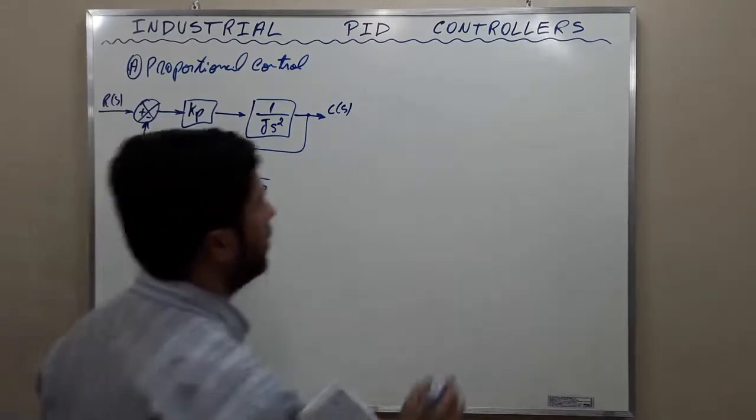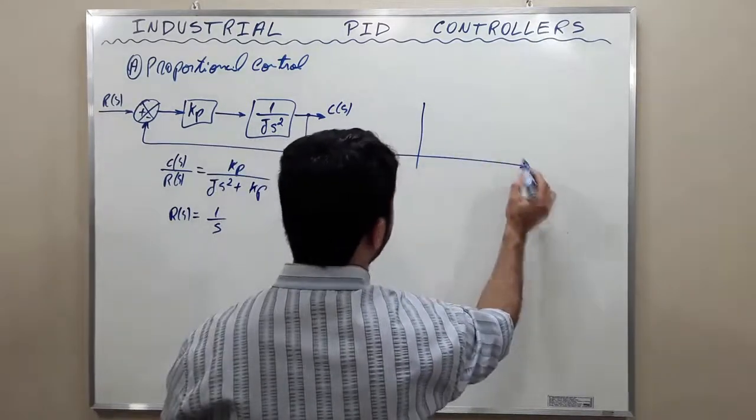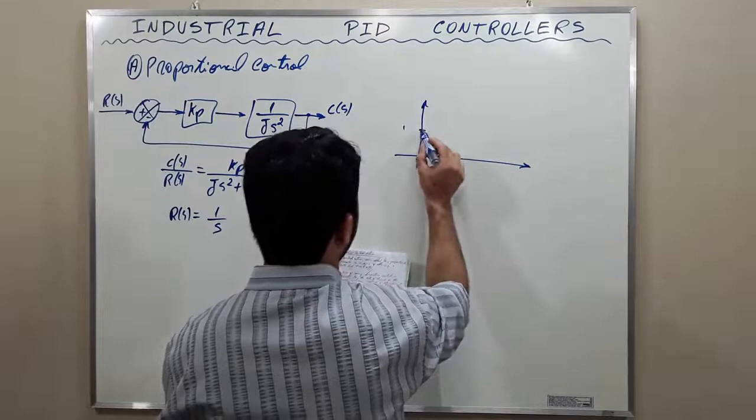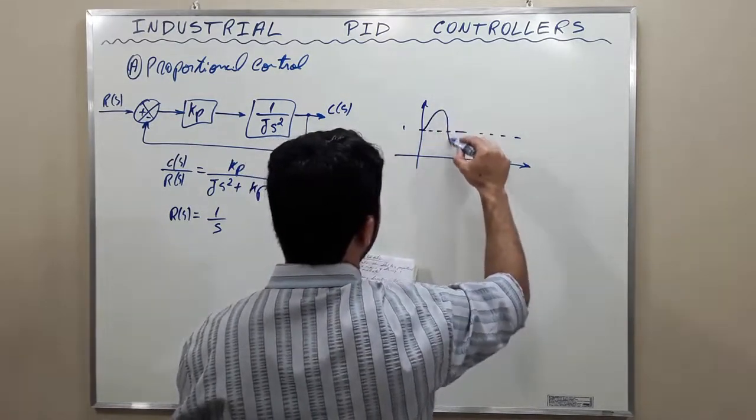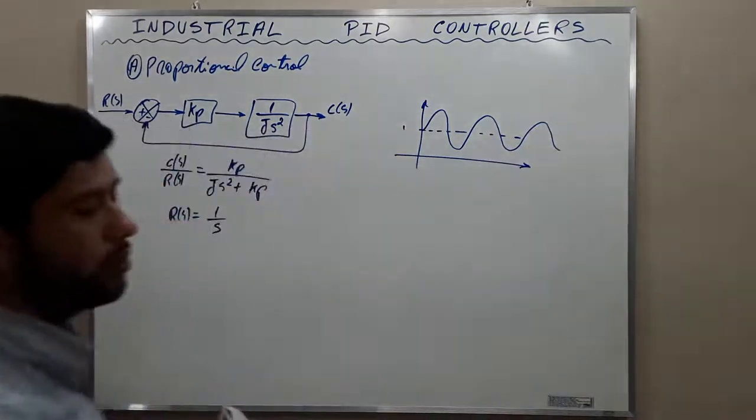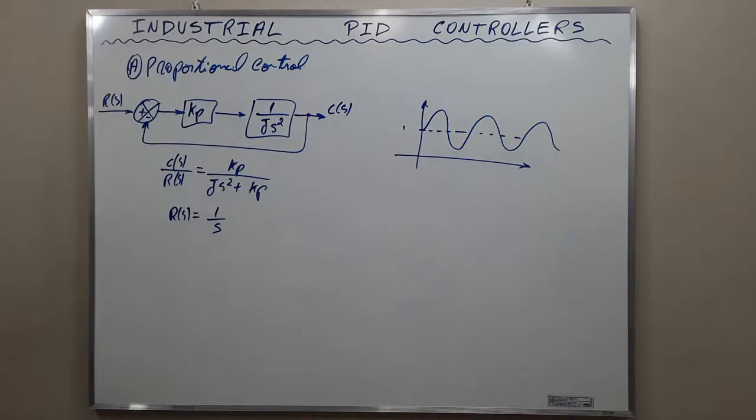Okay? If R of S is the step, then the output is going to oscillate forever. How can we reduce this? How can we control the transient period of the output? We are going to use a derivative control action, or if you prefer, a PID controller, a proportional plus derivative controller, to eliminate this forever-going oscillation.